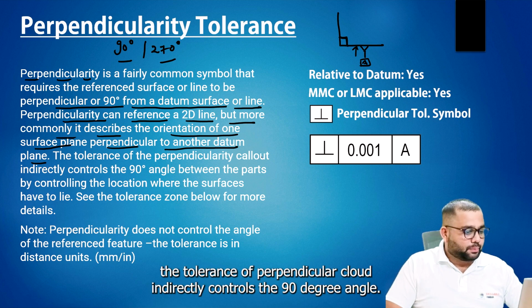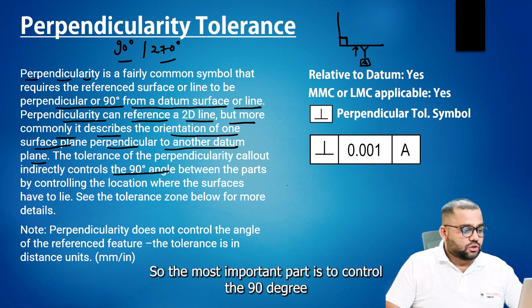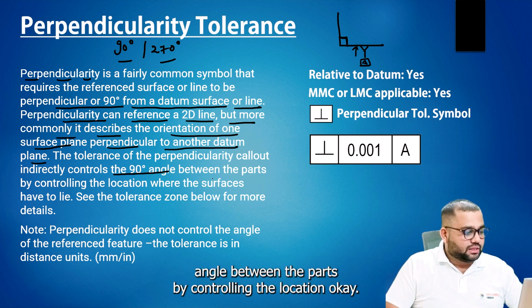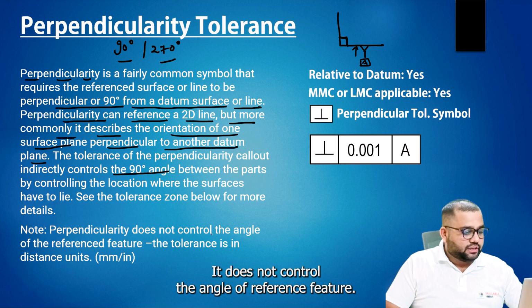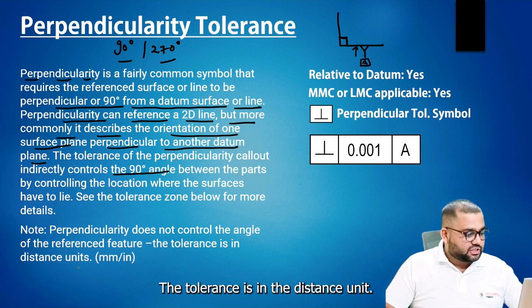The perpendicularity tolerance callout indirectly controls the 90-degree angle. The most important part is to control the 90-degree angle between the parts by controlling the location where the surface has to lie. Now see the tolerance zone below for the details. Perpendicularity does not control the angle of a reference feature. The tolerance is in distance units.